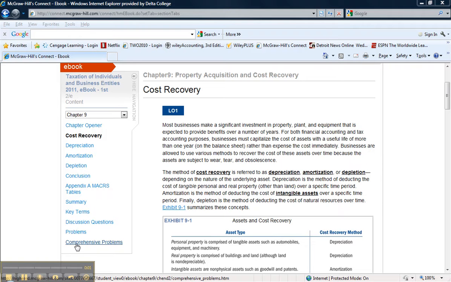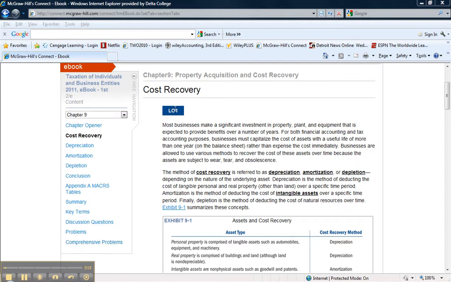Okay, chapters 9 and 10 are about property. In chapter 9, we pretty much are just going to deal with the idea of tax depreciation. We've dealt with depreciation in principles of accounting. It's the same kind of idea, but there's a bunch of differences for tax purposes.